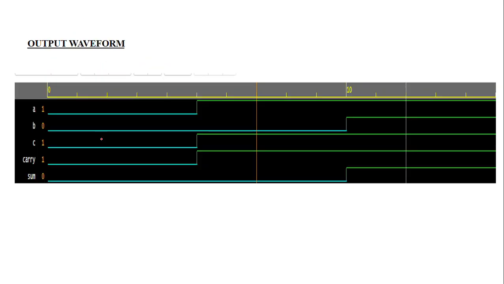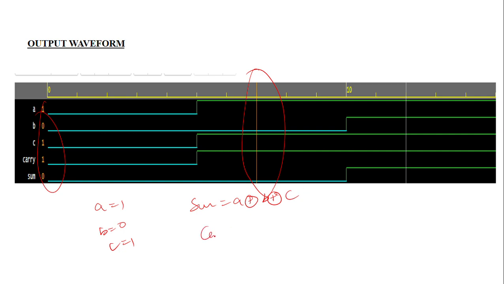So it is our final output waveform. You already know the full adder truth table, like that, which I represented here. The values are given here: A is equal to 1, B is equal to 0 and C is equal to 1. What is our sum formula? A XOR B XOR C. The carry formula is nothing but AB plus BC plus CA. We can simply substitute these values in these two. I already discussed all of this. Then we get sum is equal to 0 and carry is equal to 1.